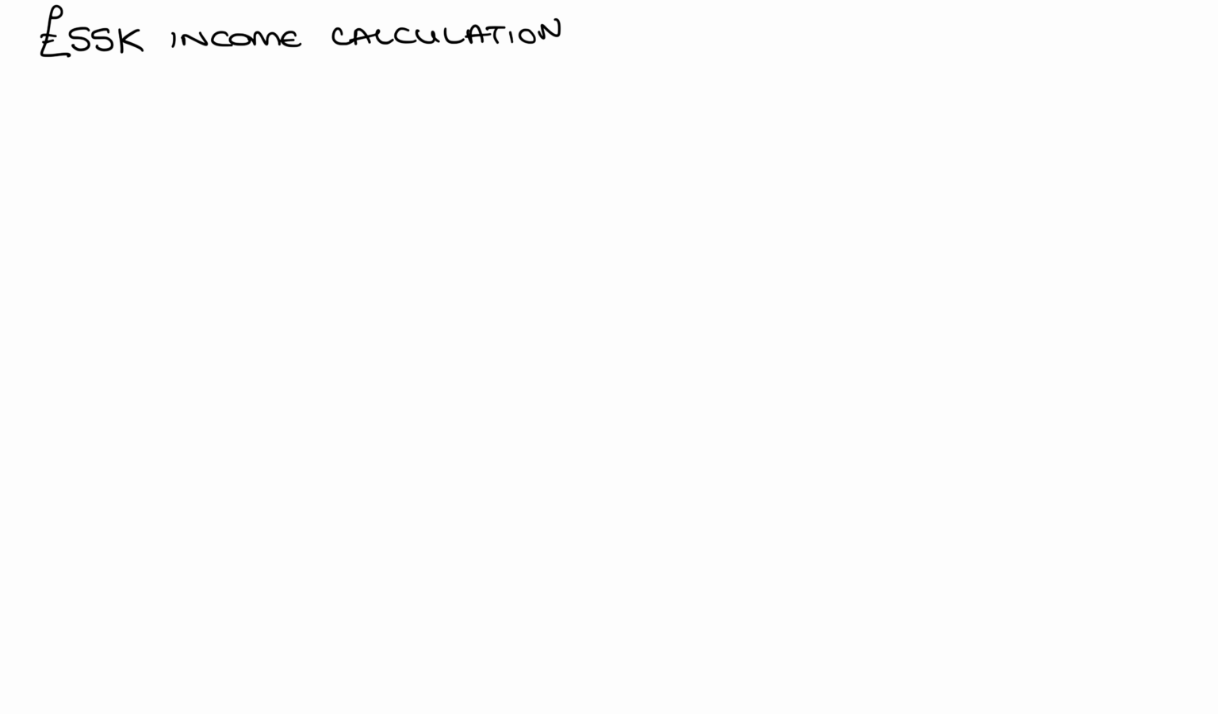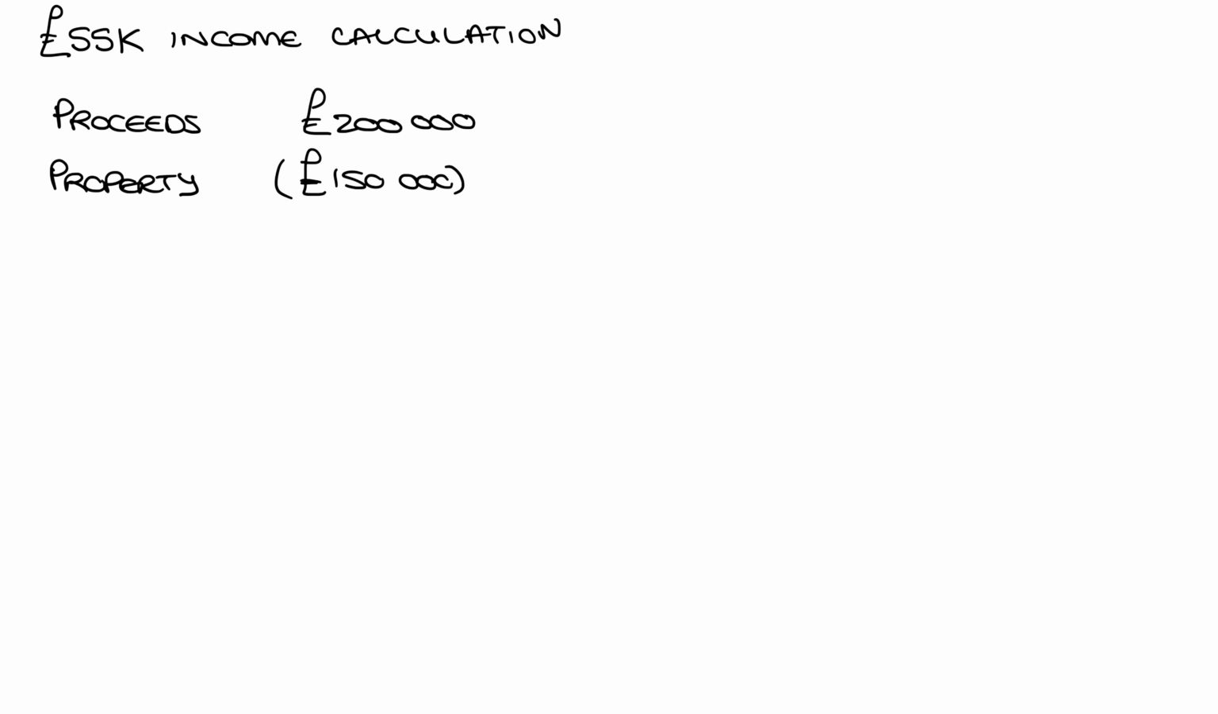Let us have a look at our higher rate tax calculation. So this is where the individual is going to be paying at higher rate for the tax. So let's start with our property side of things. Let's include our proceeds of 200,000 again. We've got our property cost at 150,000, what we originally paid for it.